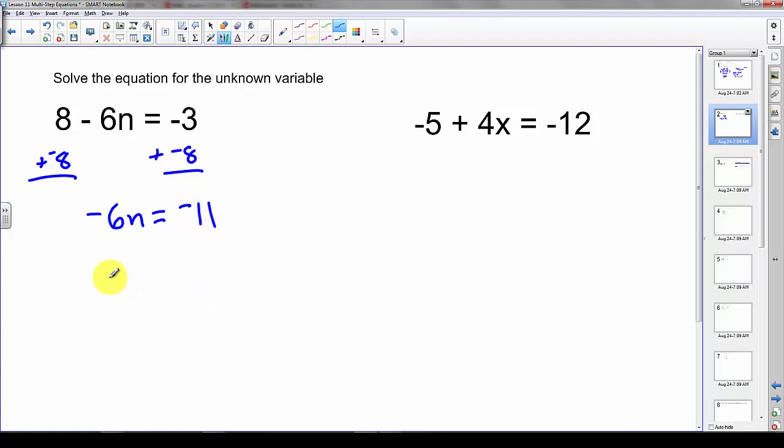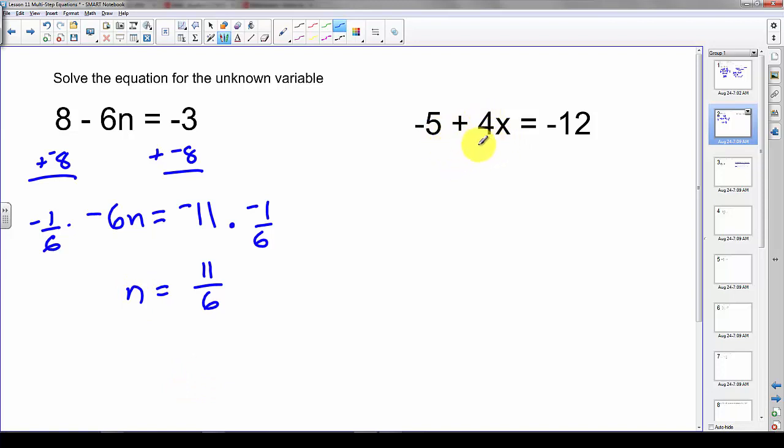Now what I'm going to do is undo this multiplication of a negative 6. If I want a positive 1 here, I have to multiply by negative 1/6 to both sides. We multiply two negatives together, we get a positive, and 11 times 1/6 is positive 11 over 6 is equal to 1n. Moving to the next problem.